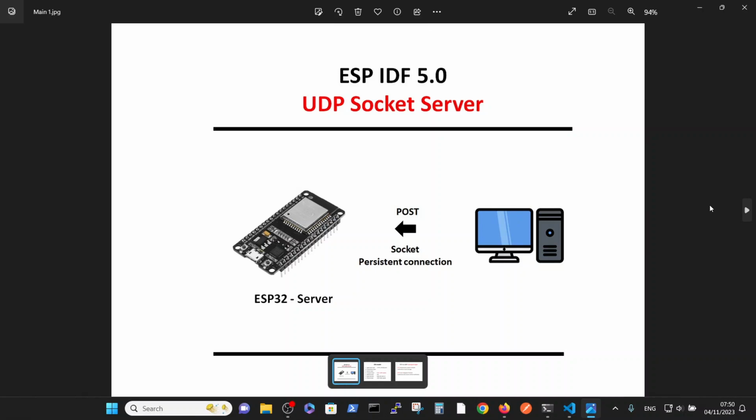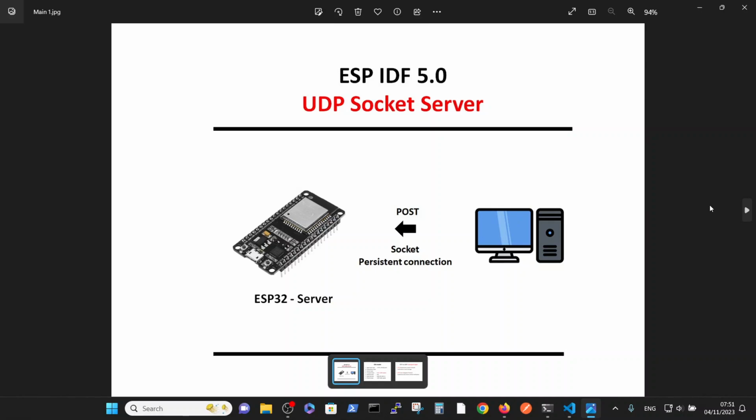Hello, this is our fourth video in the socket video playlist where we examine different socket connections, some say WebSocket connections. In this video, we will talk about UDP connection, which will be implemented as a UDP server in the ESP IDF 5.0. Here, what we will do is send messages from our PC via post command to the ESP32 via Wi-Fi connection after establishing a socket connection.